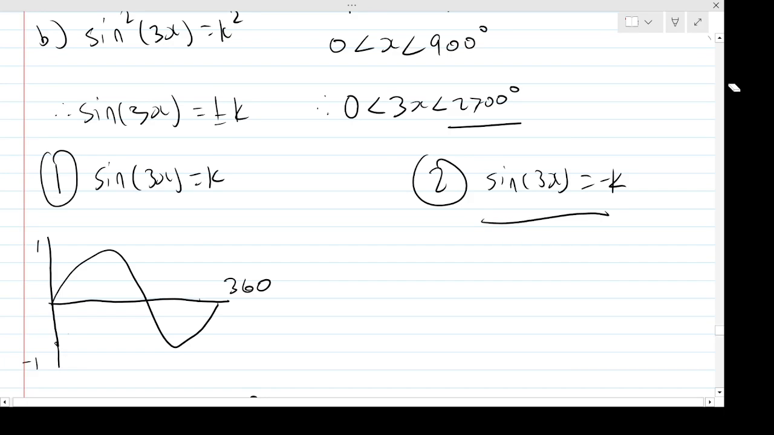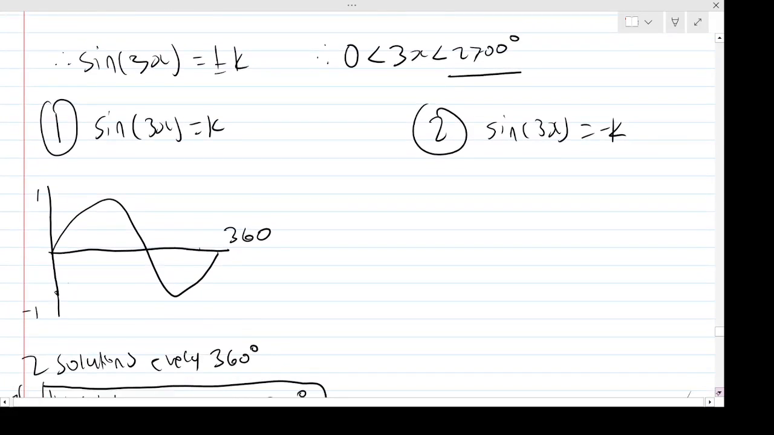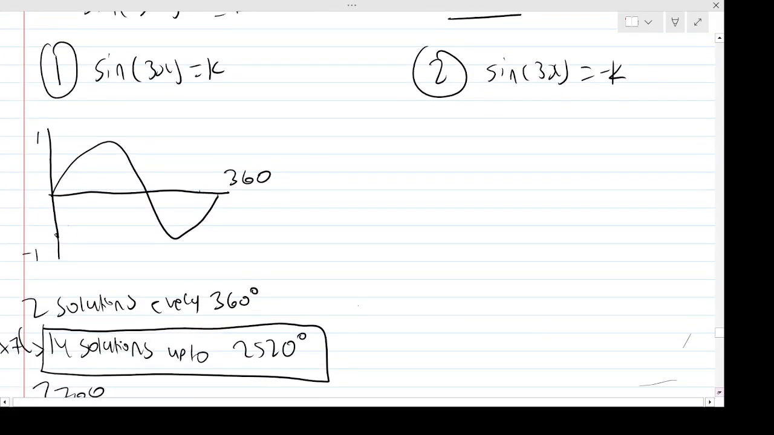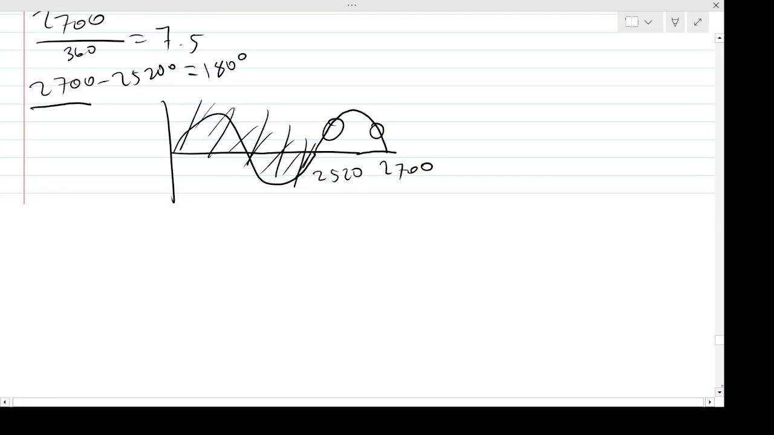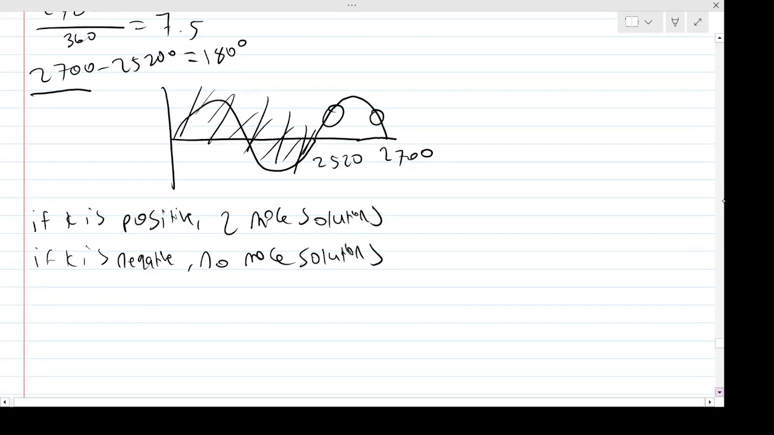Sine 3x is minus k. So again, we get a very, very similar argument. We don't need to repeat it. Again, there's going to be 14 solutions up to 2,520, and we've already seen that there will be 2 more solutions after 2,520 up to 2,700 if k is positive, or if k is negative, there'll be no more.